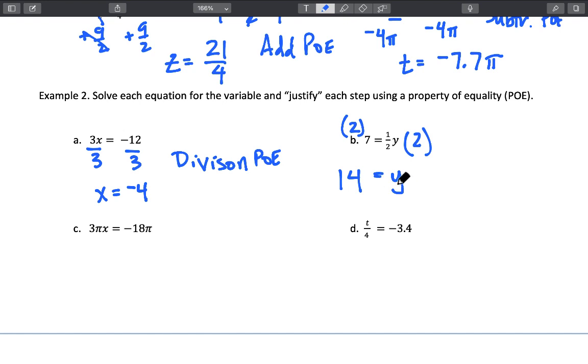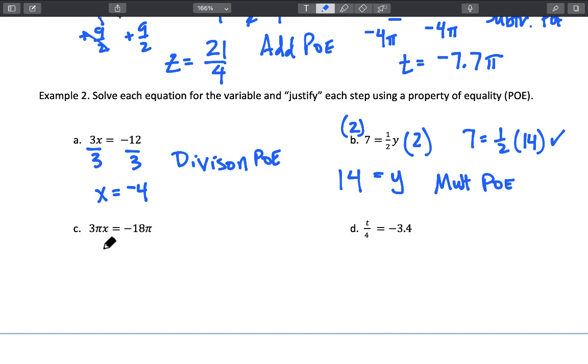Now if you don't trust your answer, remember you can always plug it back in. 7 should be equal to 1/2 of y, which we said was 14. That checks out to be true. The operation we used was multiplication, so we're saying that the multiplication property of equality justifies our math there.